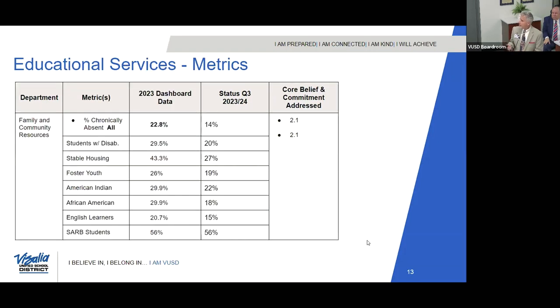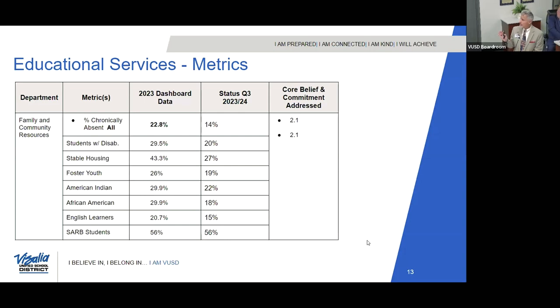Next up, let's take a look at our family and community resources. One of the most important indicators of student success is student attendance. While we are very pleased with the progress we're making, we know across the state and across the country, we still haven't quite recovered to our pre-pandemic levels of appropriate student attendance.